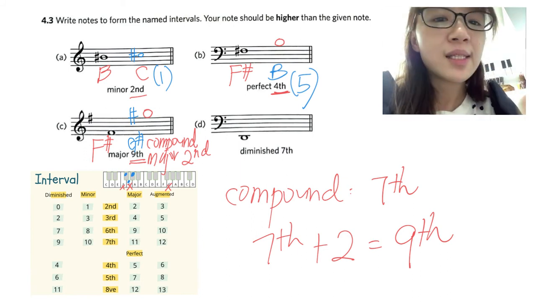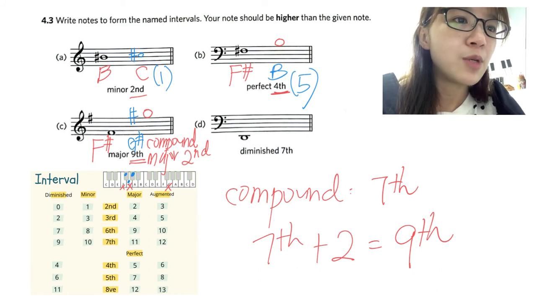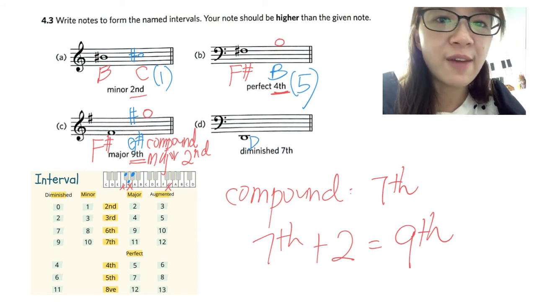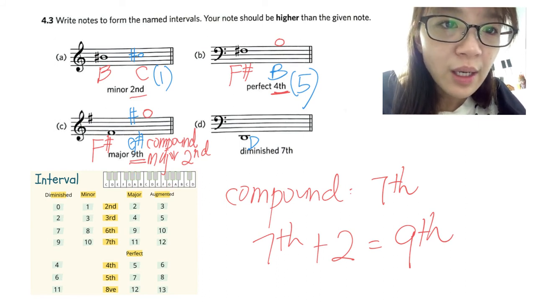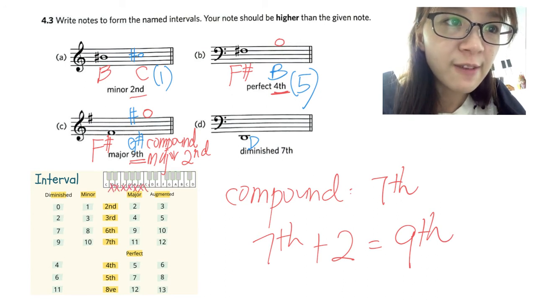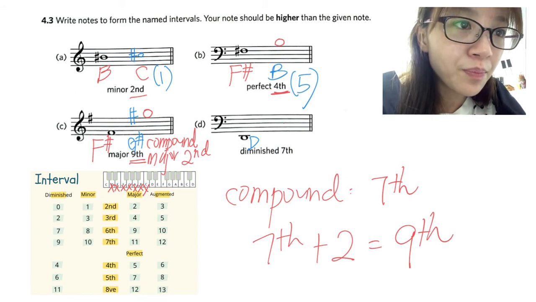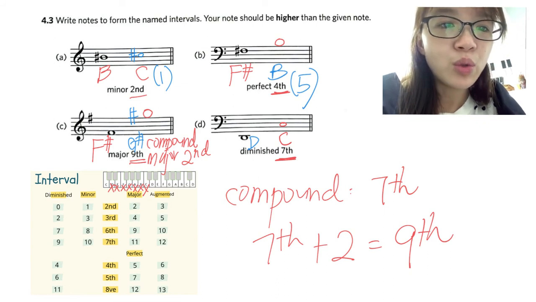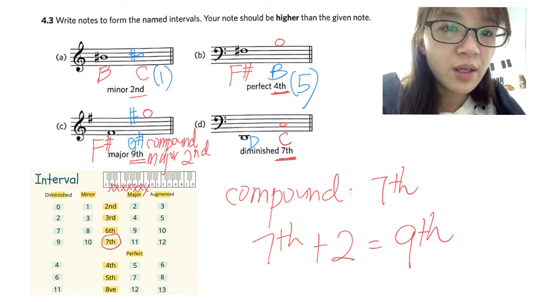So for the next and last question, question D, diminished 7. So 7 steps from the D. So this is the D note. What is the 7th note from the D? You can count 1, 2, 3, 4, 5, 6, 7 is to the C. So this is 7. We're done. So we need to check out 7. Yes, the whole line. We check out we need diminished.